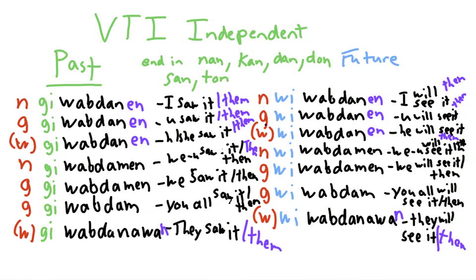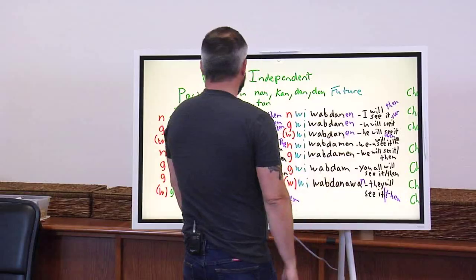Nawi wabdanin, I will see them. Gawi wabdan, you will see it. Gawi wabdanin, you will see them. W on it or not, we wabdan, he or she will see it. We wabdanin, he or she will see them. Nawi wabdamin, we but not you will see it or them. Gawi wabdamin, we all will see it or them. Gawi wabdam, you all will see it or them. We wabdanawa, they will see it. Or we wabdanawan, they will see them.